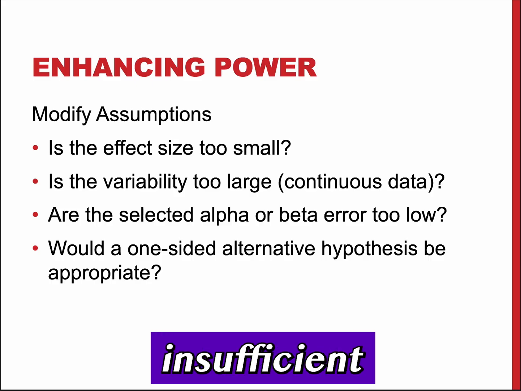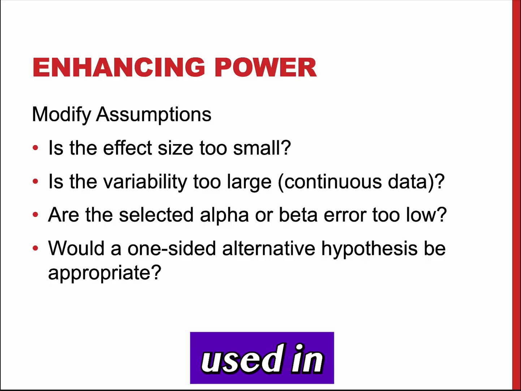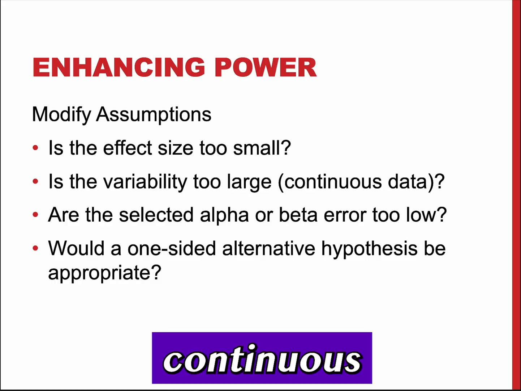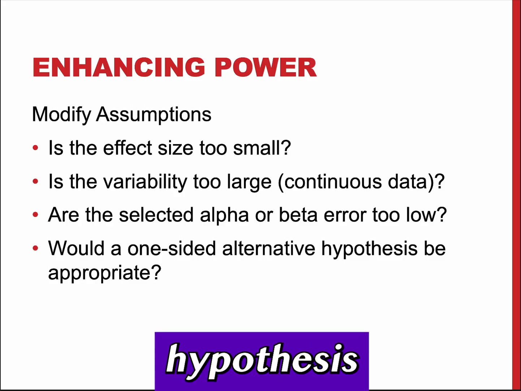If there is insufficient power or too large a sample size, consider modifying the assumptions used in determining the sample size. Is the effect size too small? Is the variability too large for continuous data? Are the selected alpha and beta errors too low? Would a one-sided alternative hypothesis be appropriate?